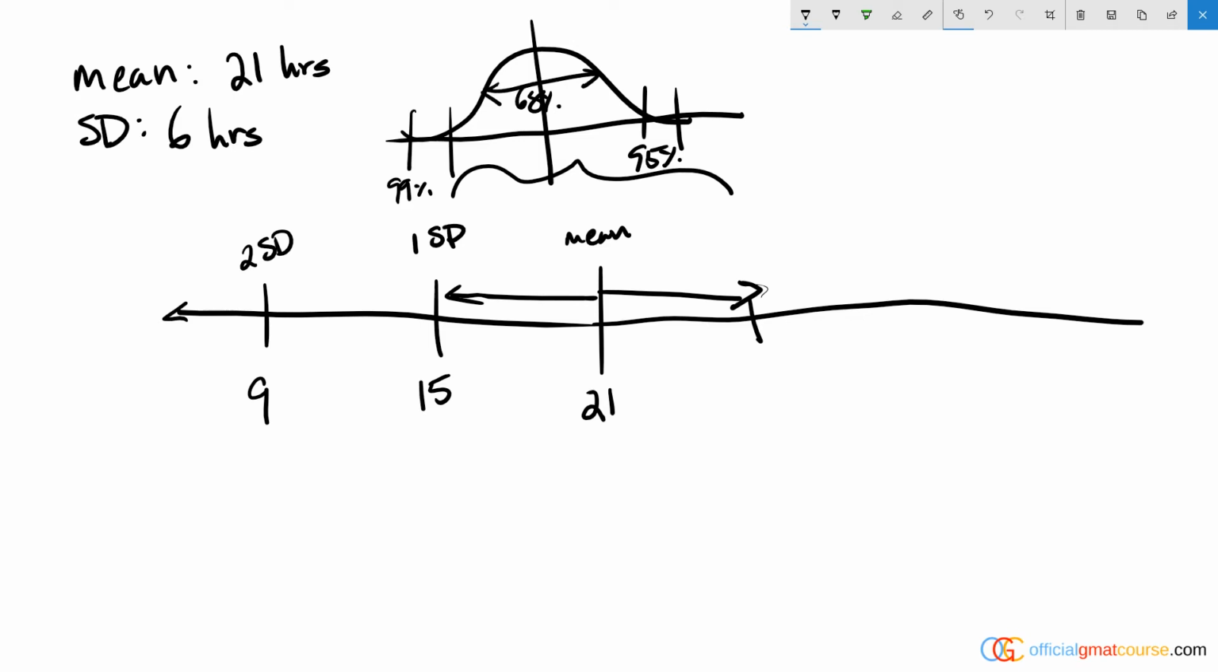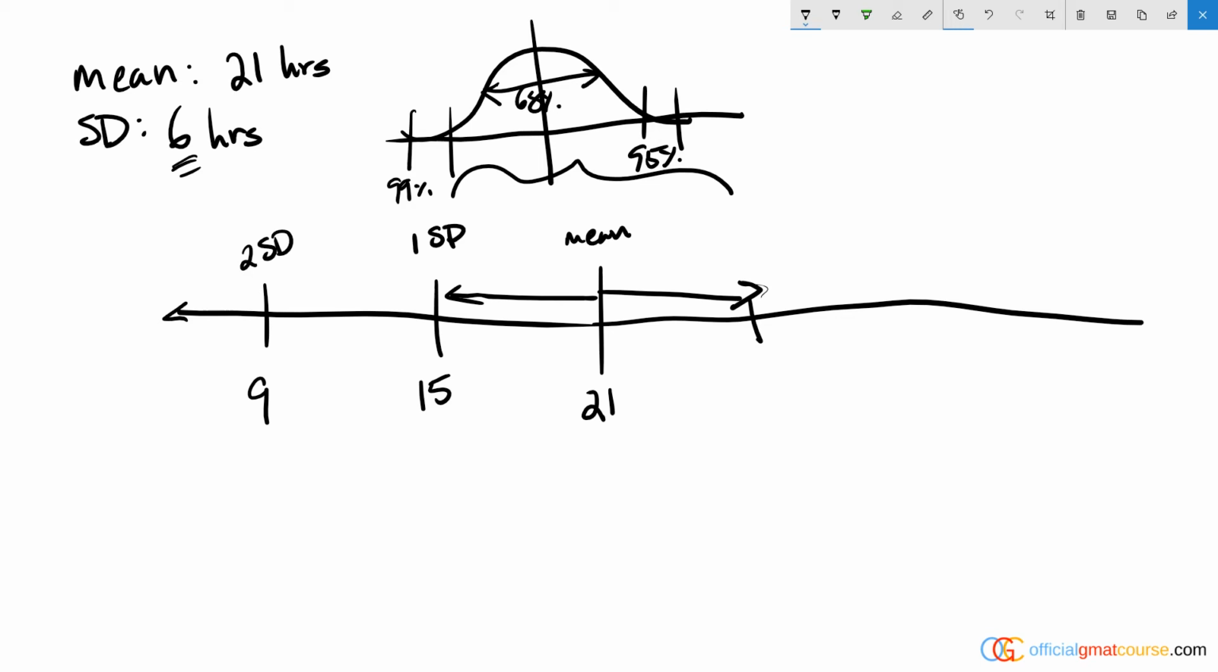And if you want to learn more about standard deviation, check out our video on standard deviation. But for the purpose of this question, we just need to know how to use standard deviation and not how to calculate it. And you will never actually have to calculate it on the test.